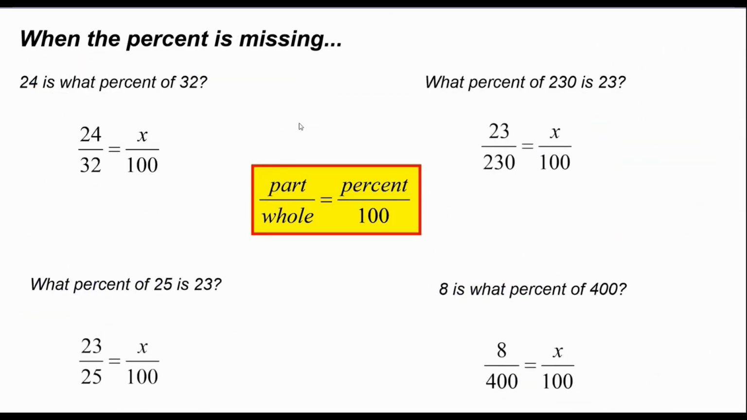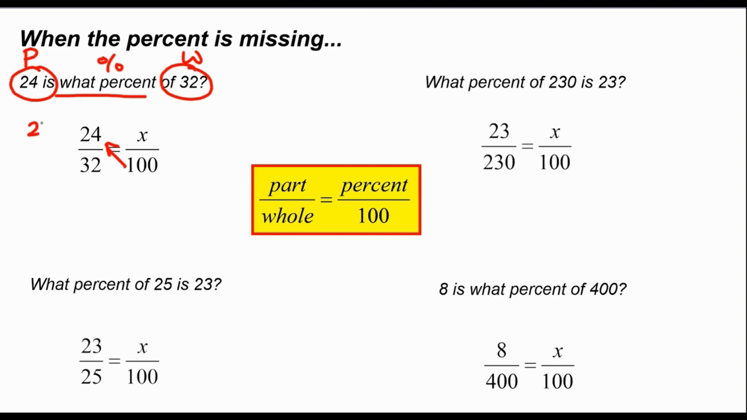And then lastly, what if the percent is missing? This one's a little easier to identify because there's no number that has the percent symbol on it. So 24 is what percent of 32? Here we have to identify the part and the whole. 24 is, there's that word is, that's the part, of 32. So this is the whole, and then what percent. So the percent is missing. So I put my part, the whole, and I put an X here for the percent. And I'm going to use cross products to solve this one.